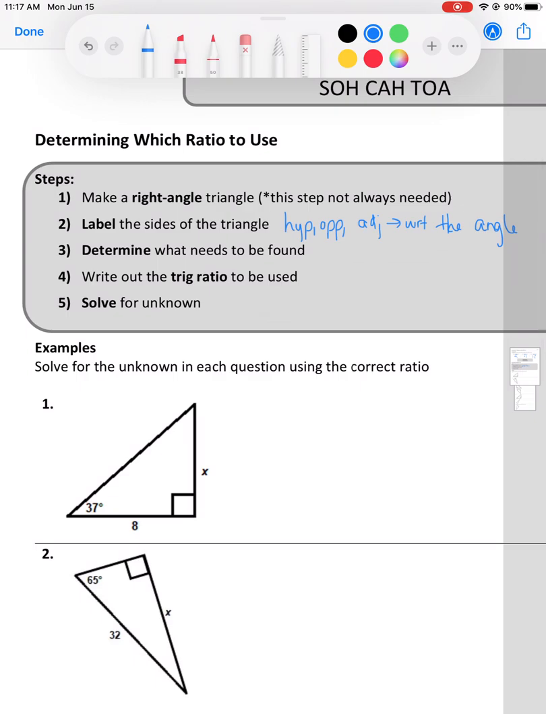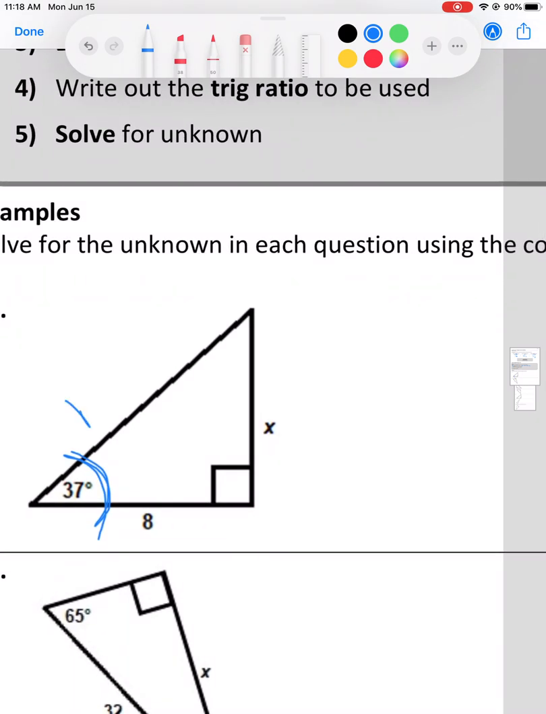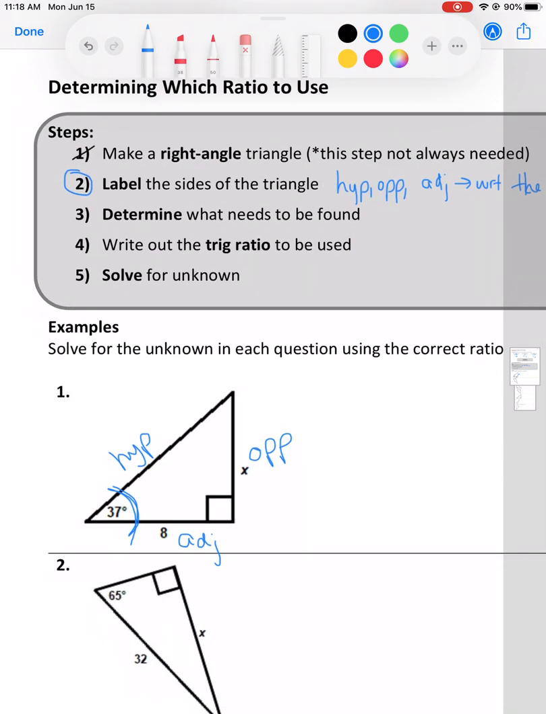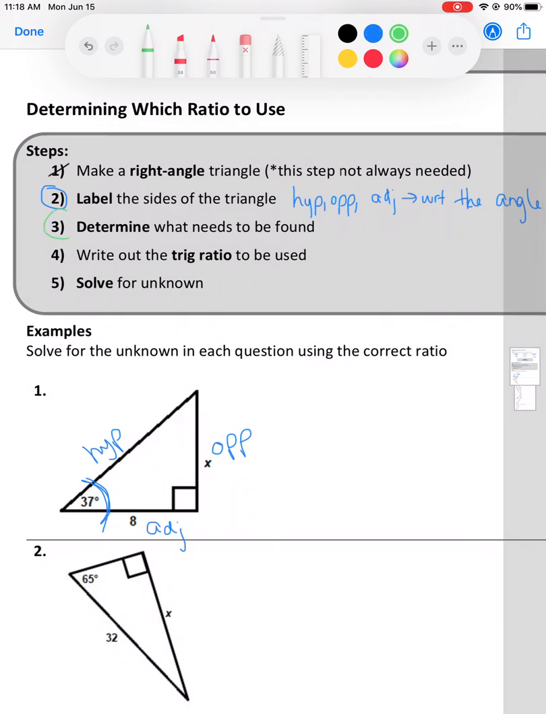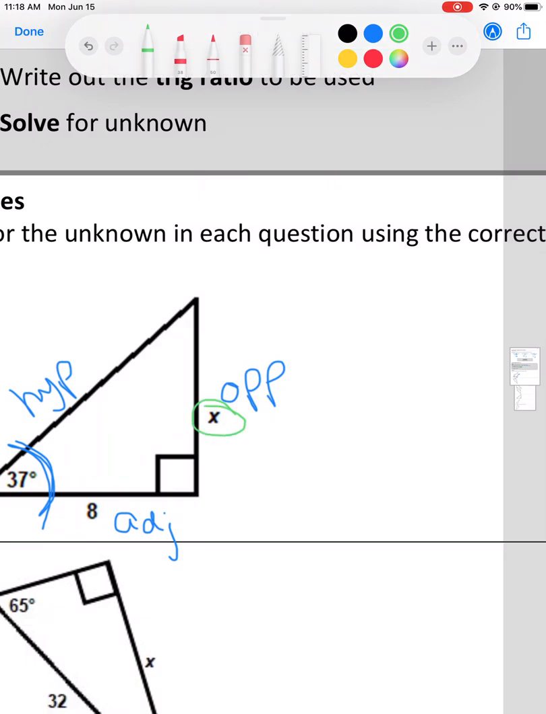Okay? So first step, make a right angled triangle. It's already there, so we're just going to cross it out. We don't even need that. Label the sides of the triangle. Here's our angle in question. So this is my hypotenuse, this is my opposite, and this is my adjacent. Determine what needs to be found. Well, as we can see, here's my x. So this is what we're looking for.